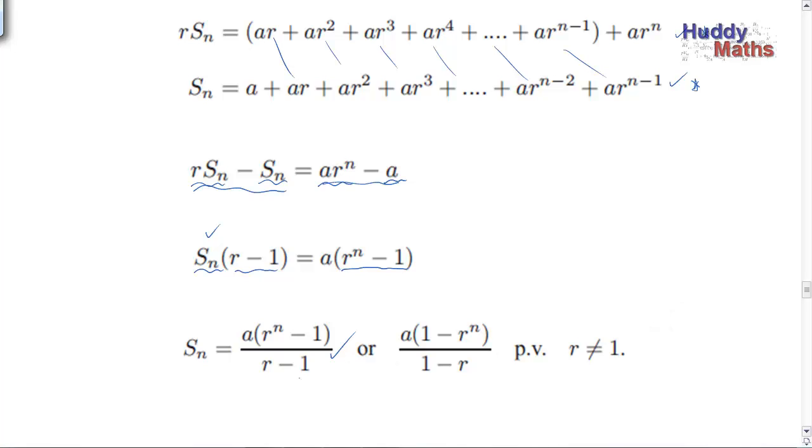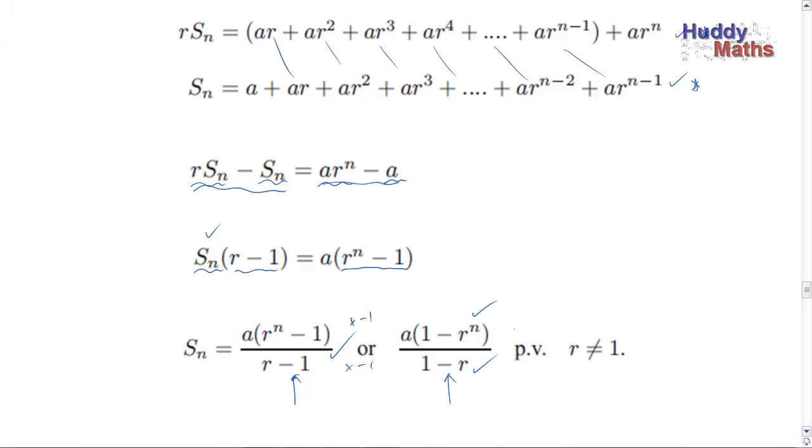Now, this form is handiest when r is bigger than 1, so you end up with a positive in the bottom line. Or if you multiply top and bottom by negative 1, you get this form. And this might be more convenient when r is a fraction, because you get a positive number in the bottom line there, 1 take r.